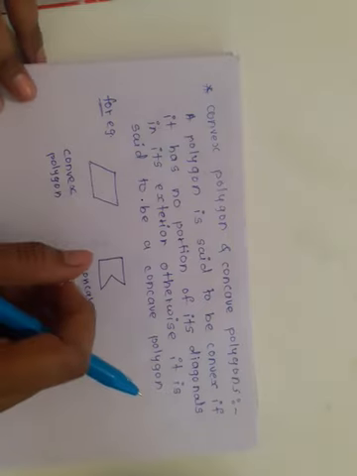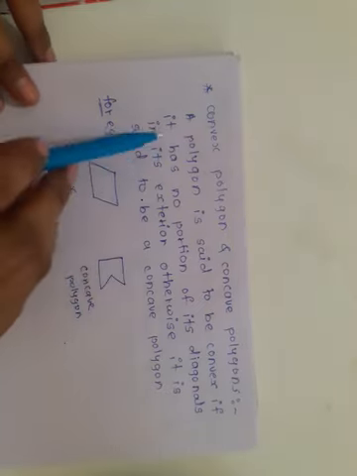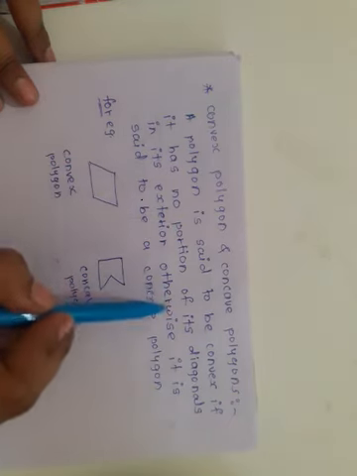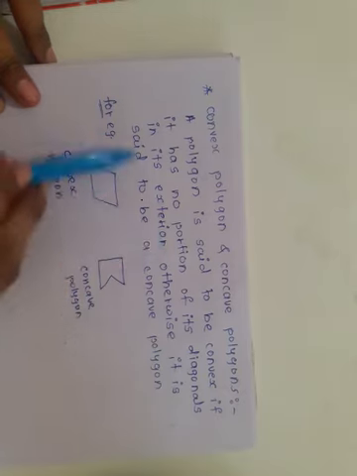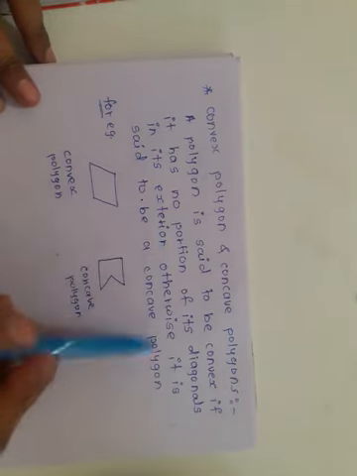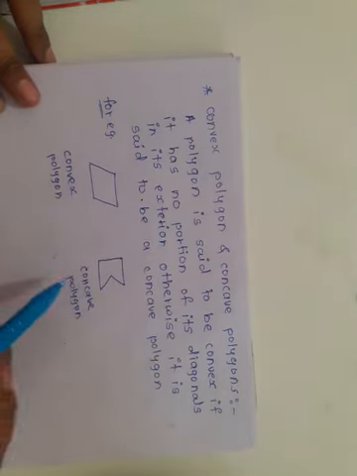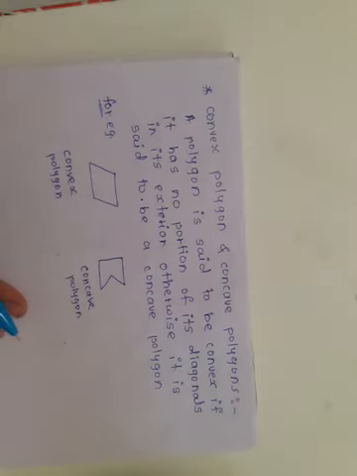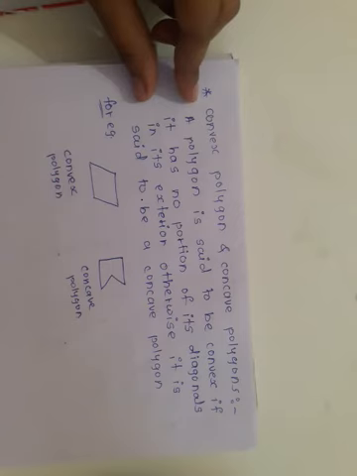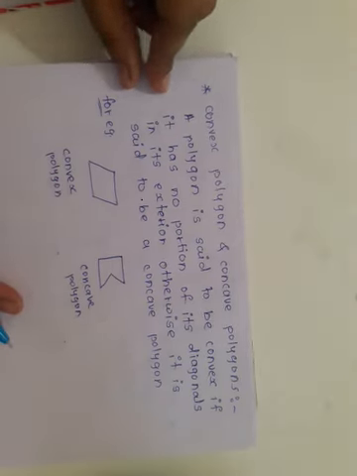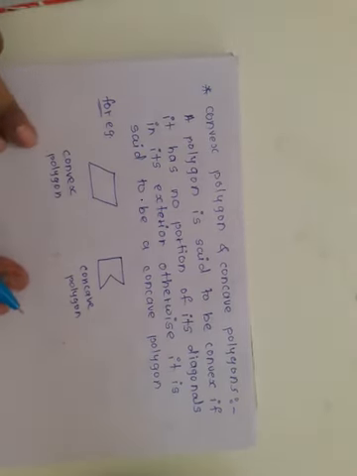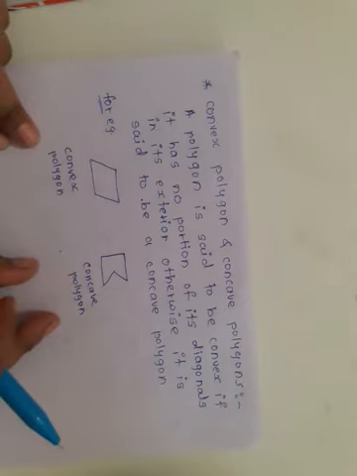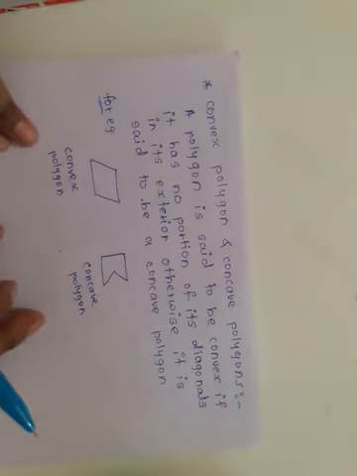So what do you mean by convex polygon and concave polygon? A polygon is said to be convex if it has no portion of its diagonals in its exterior, otherwise it is said to be a concave polygon. See the diagram. The definition we can easily understand by taking some examples. So see the example: this is the diagram of a convex polygon and this is the diagram of a concave polygon. So what does the definition say?